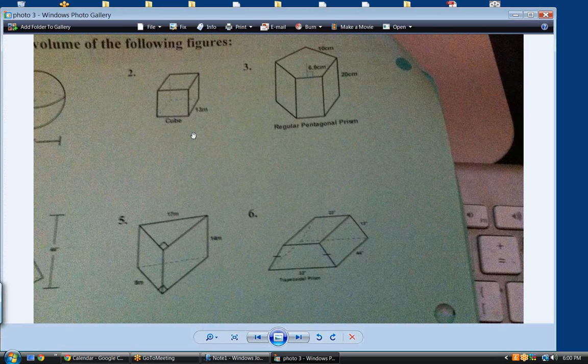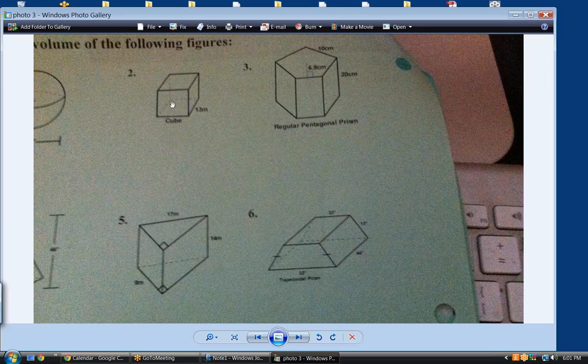Find the volume of the following figures. What's the volume of this cube? What's the formula for volume of a cube? That's not on there, is it? Well, look at it. It's a prism, right?